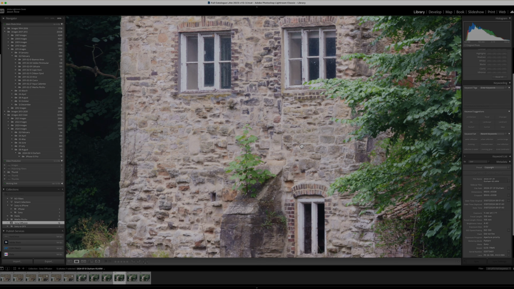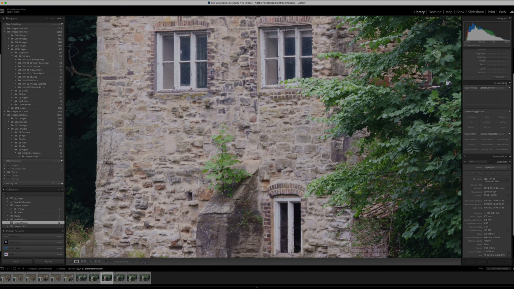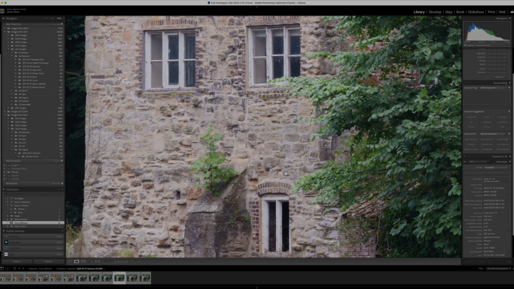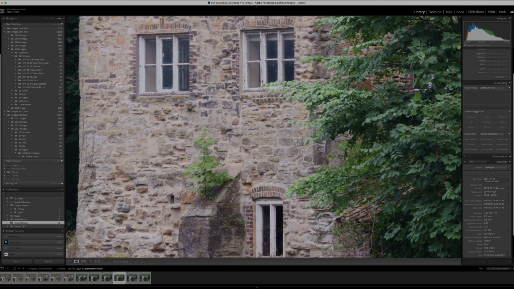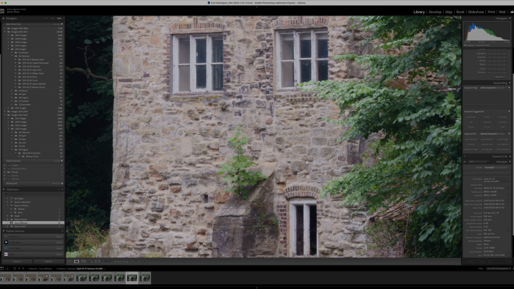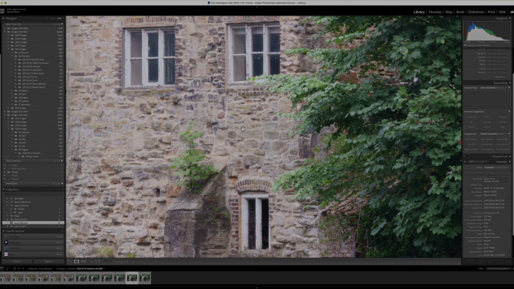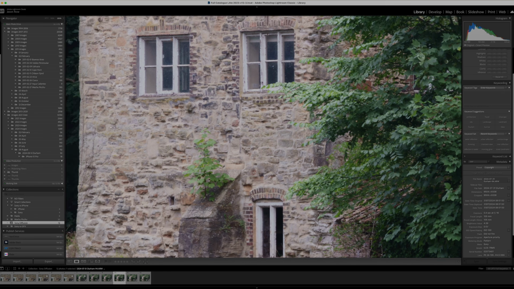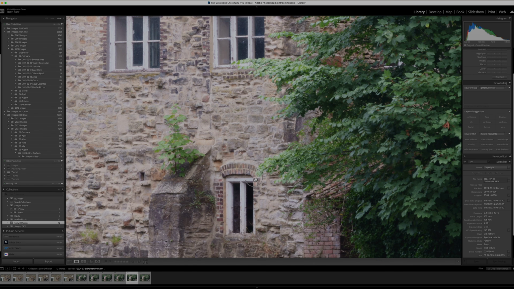Coming to f11, and looking at f11, there is a slight softening there at f11. So I think we're looking at the beginnings of diffraction just creeping in around f11. Going to f16, there is a definite drop in overall sharpness in the image. If you look at f11 and then look at f16, we've got a definite drop in sharpness there.